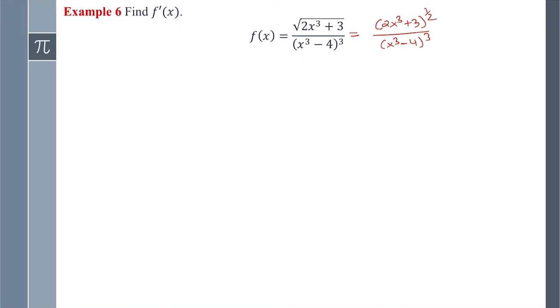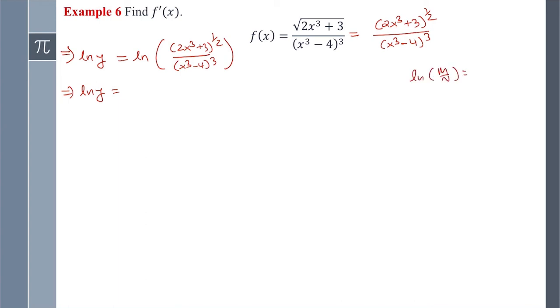If we take the natural log on both sides, this is what we get. Natural log of y equals natural log of this function, which is (2x³ + 3)^(1/2) divided by (x³ − 4)³. Now, let's simplify this using the laws of log. We have the natural log of a quantity divided by another quantity. If you have the natural log of m over n, using the quotient law we can write natural log of m minus natural log of n. So natural log of the numerator, (2x³ + 3)^(1/2), minus natural log of the denominator, which is (x³ − 4)³.